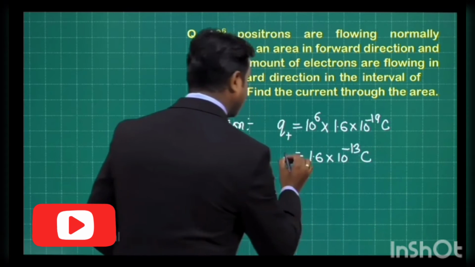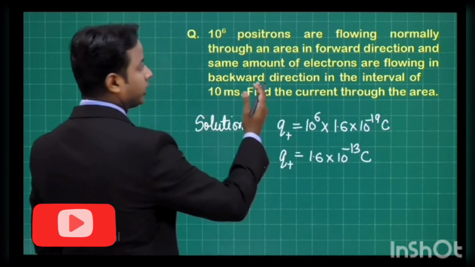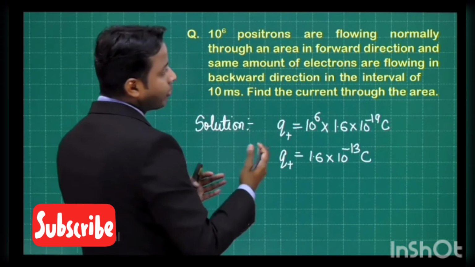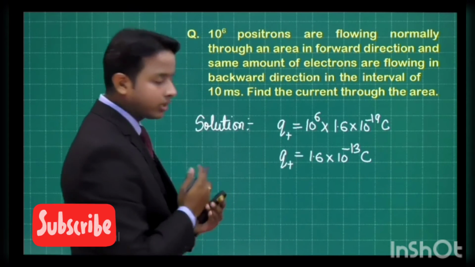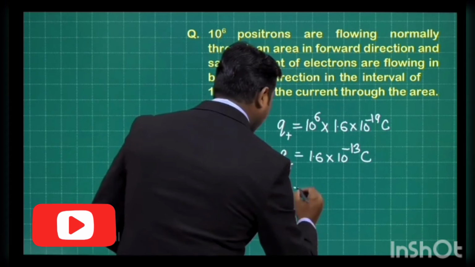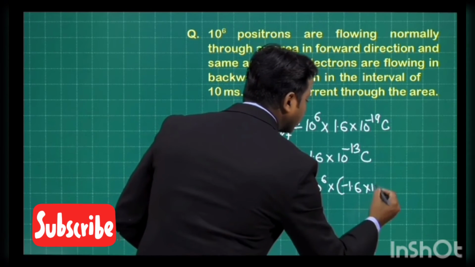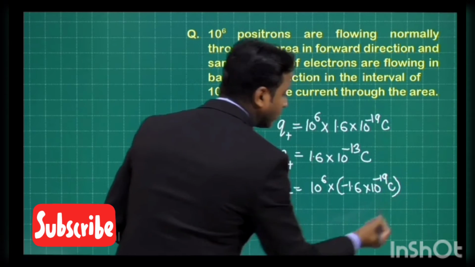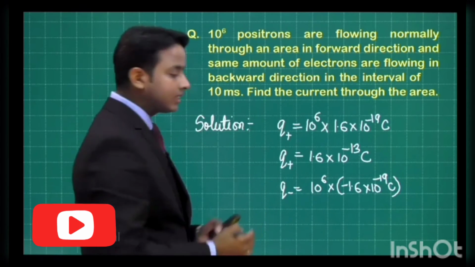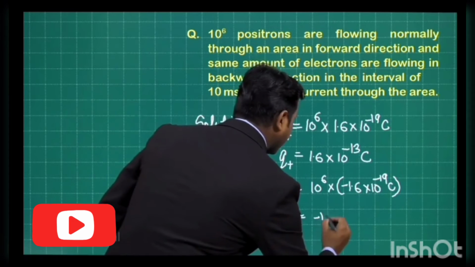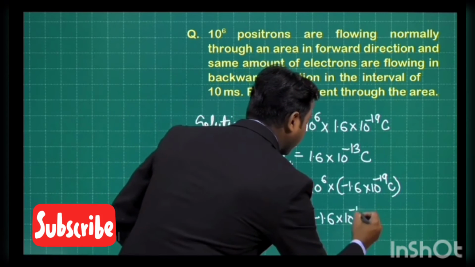So this is Q positive, which is moving in the forward direction, and the same amount of electrons are moving in the backward direction. So obviously Q negative would be 10 to the power 6 into negative 1.6 into 10 to the power minus 19 coulomb, because the charge on an electron is negative. So this would be negative 1.6 into 10 to the power minus 13 coulomb.